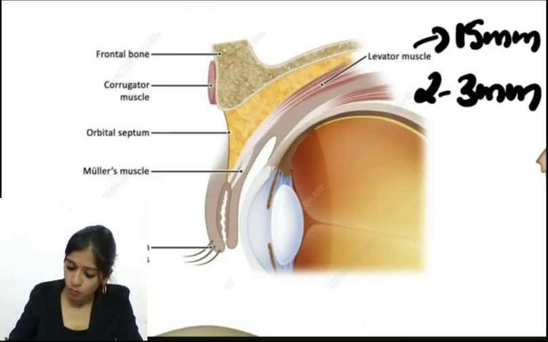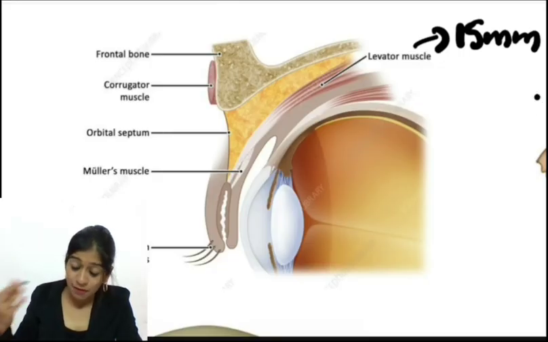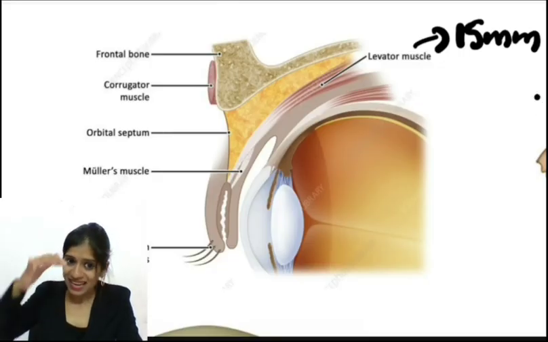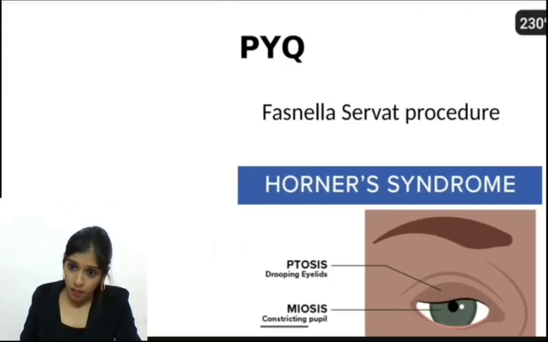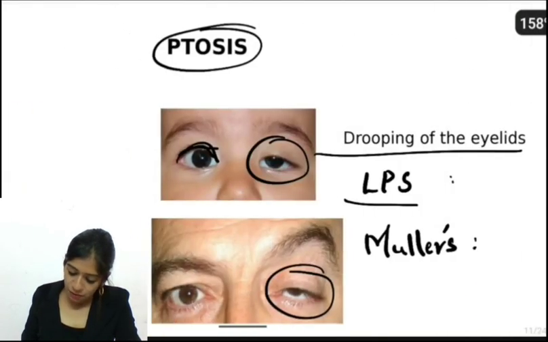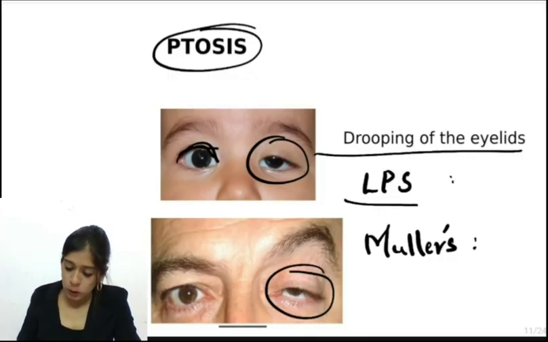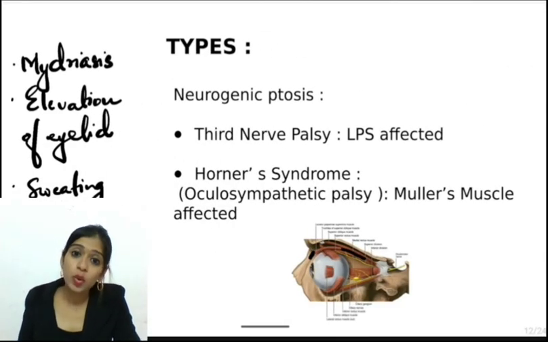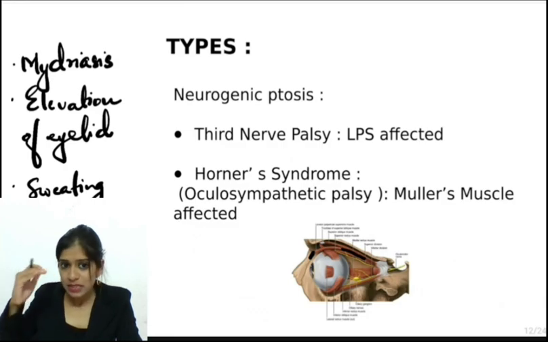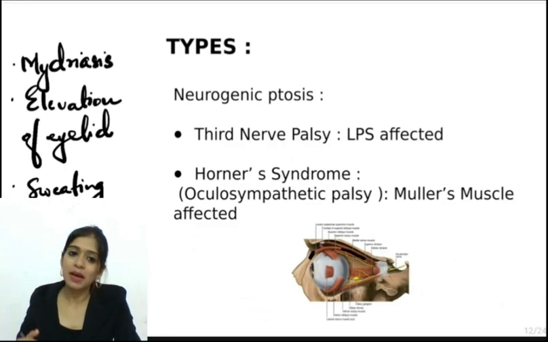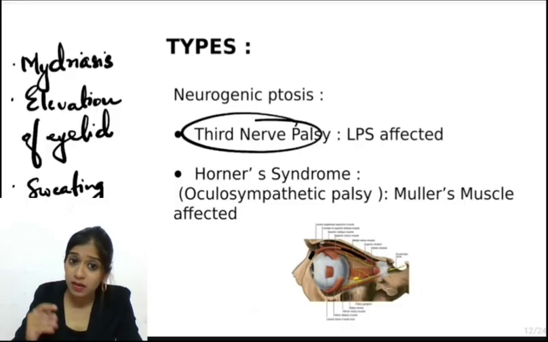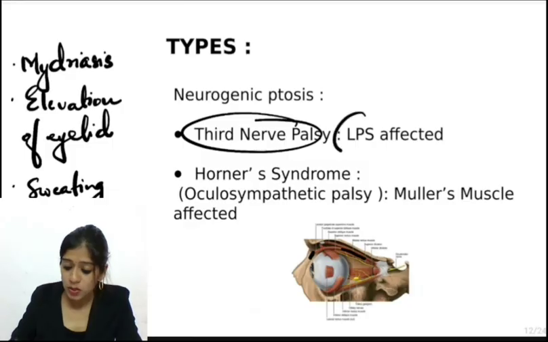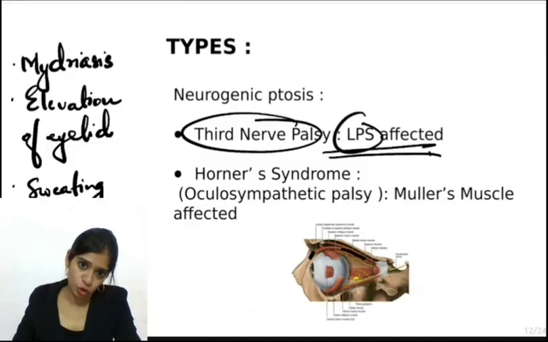And if these muscles are weak, the patient can have ptosis, drooping of the upper eyelid. There are different kinds of ptosis. The first one is neurogenic ptosis, where if there is any damage to the nerves supplying these muscles, obviously these muscles cannot work well and it can lead to drooping of the upper eyelid. So if third nerve palsy occurs, third nerve is supplying which muscle? LPS. So LPS is affected, and the eyes can droop.